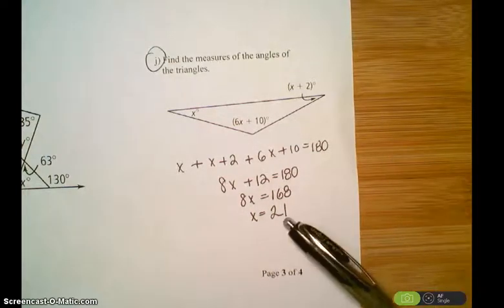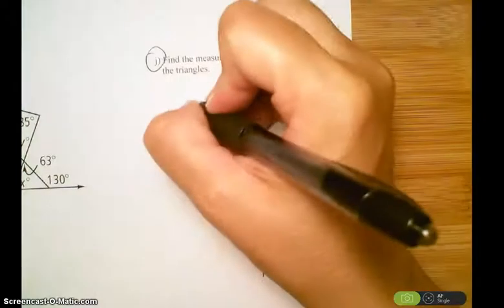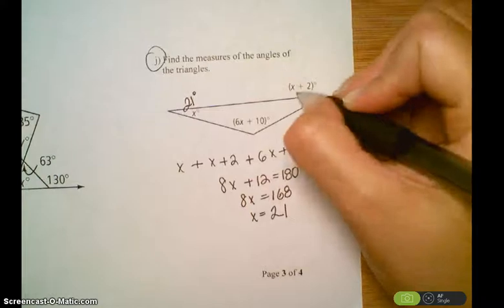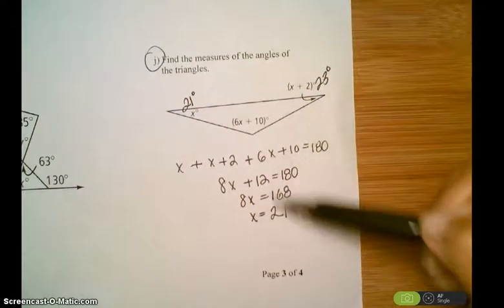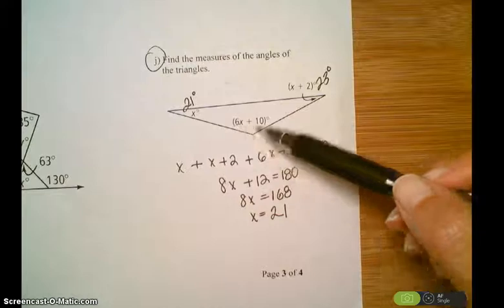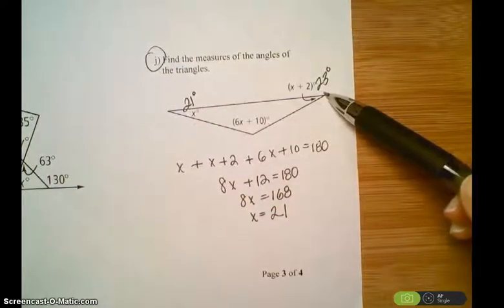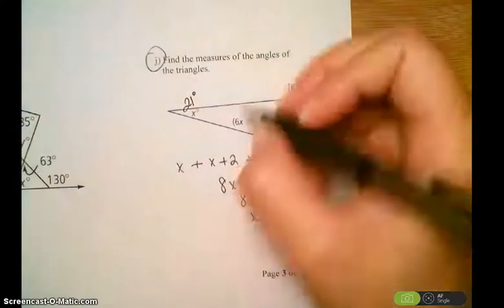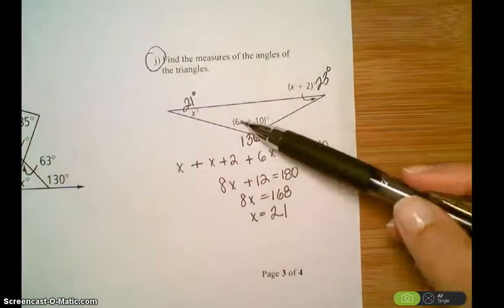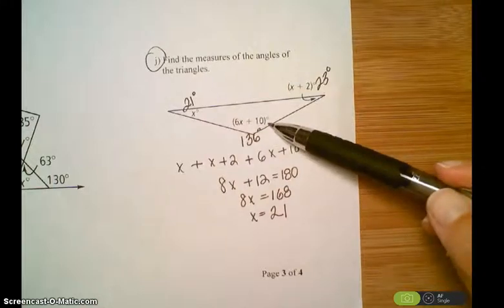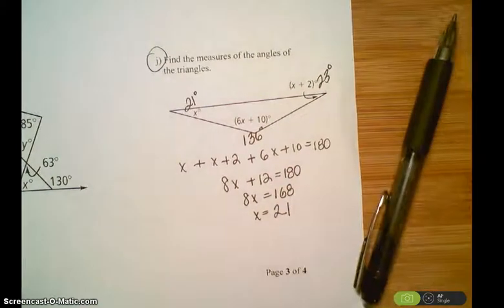So at this point, you want to take this number and substitute it back into the three angles. So that means this angle must be 21 degrees, this angle must be 23 degrees, and then this angle, I'm going to go ahead and say these two add up to be 44. Subtracted from 180 will give us 136 degrees, which hopefully is the same thing we get when we plug 21 in. Okay, so be careful and make sure you're following directions, and let's look at page 4.